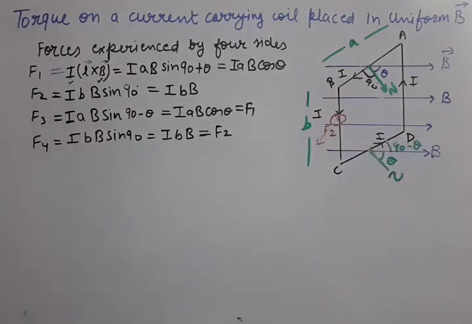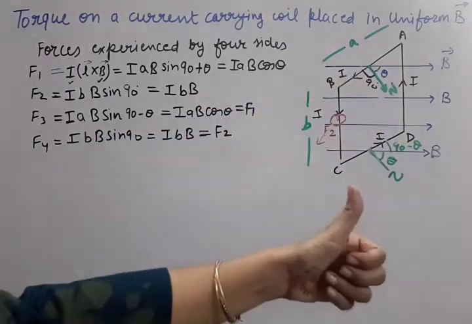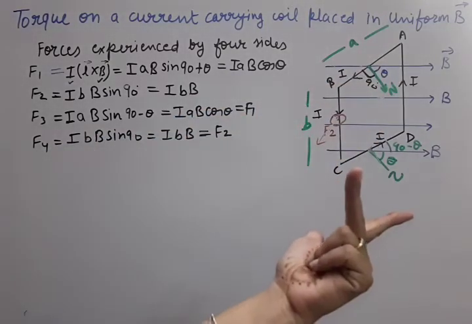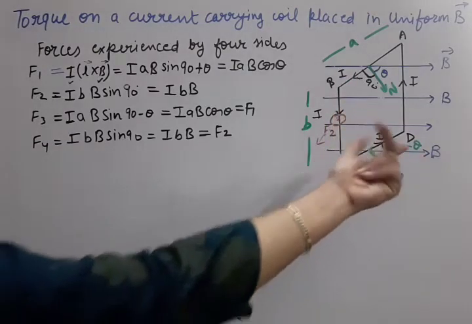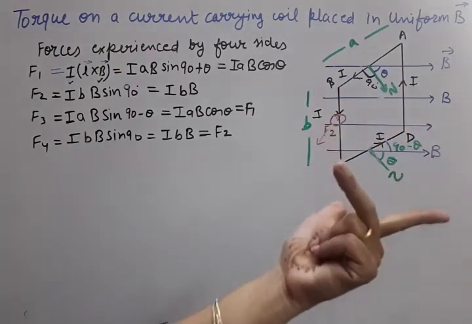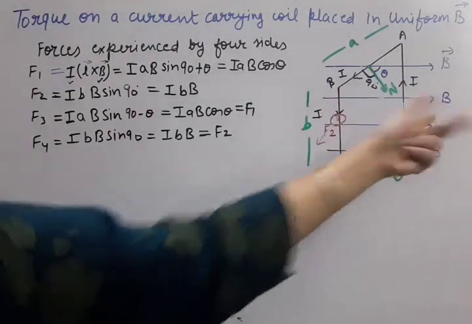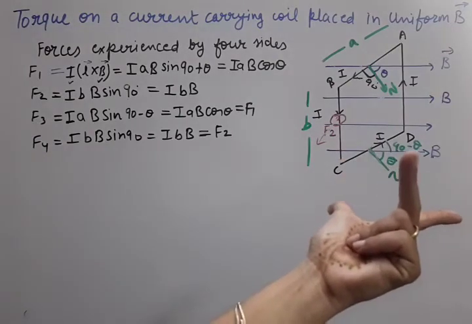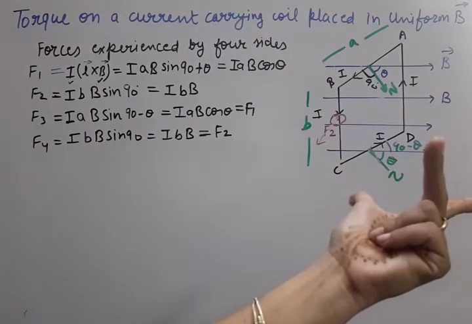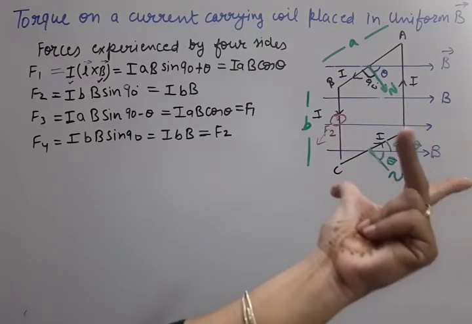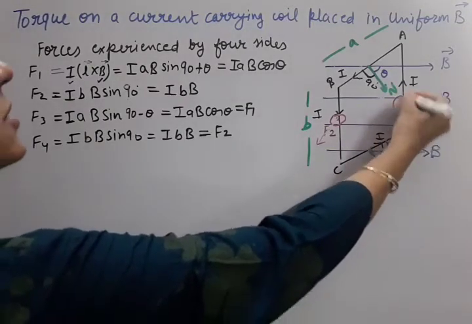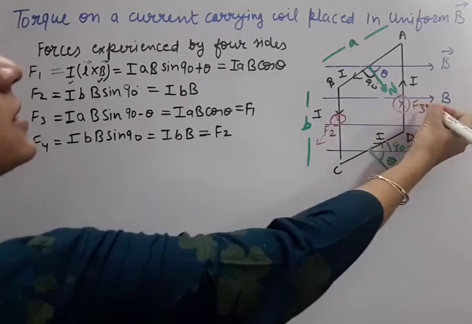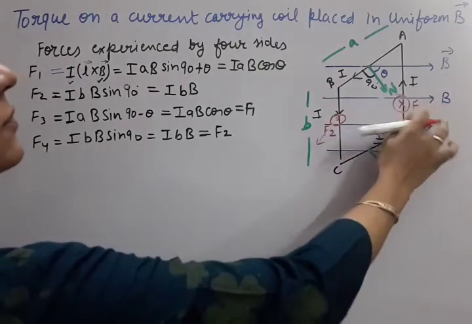Okay, dot or normally outwards arrow. In the same manner, if you see this AD side, for this AD side, turn your left hand central finger upward, you can see current is upward. Magnetic field is that side, you can see magnetic field direction. So where the thumb is pointing inward, you can see thumb is pointing inward. So inward direction of the force we can show by cross. So that is F1, F2, F3, F4.